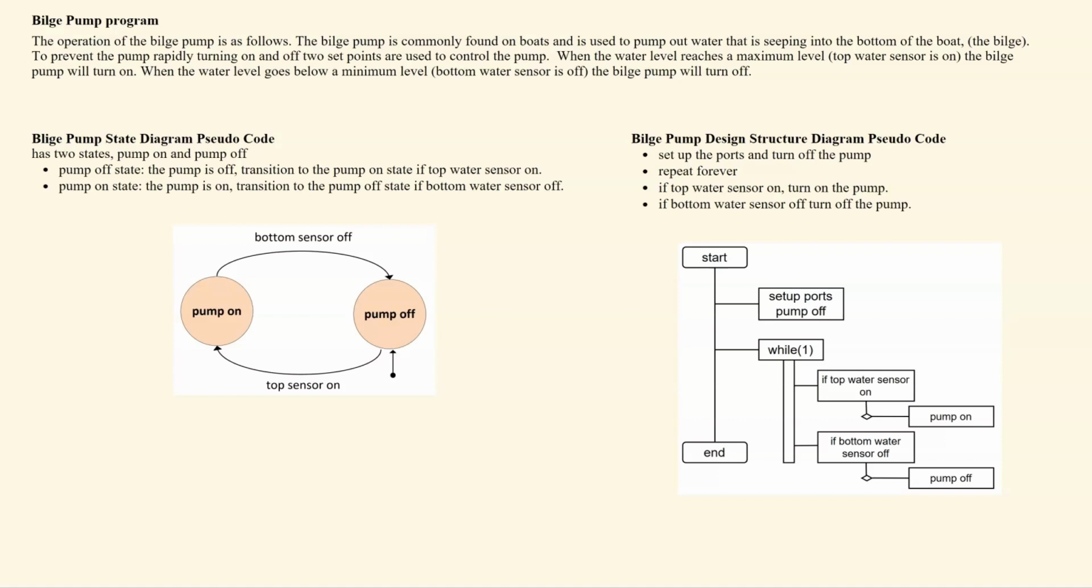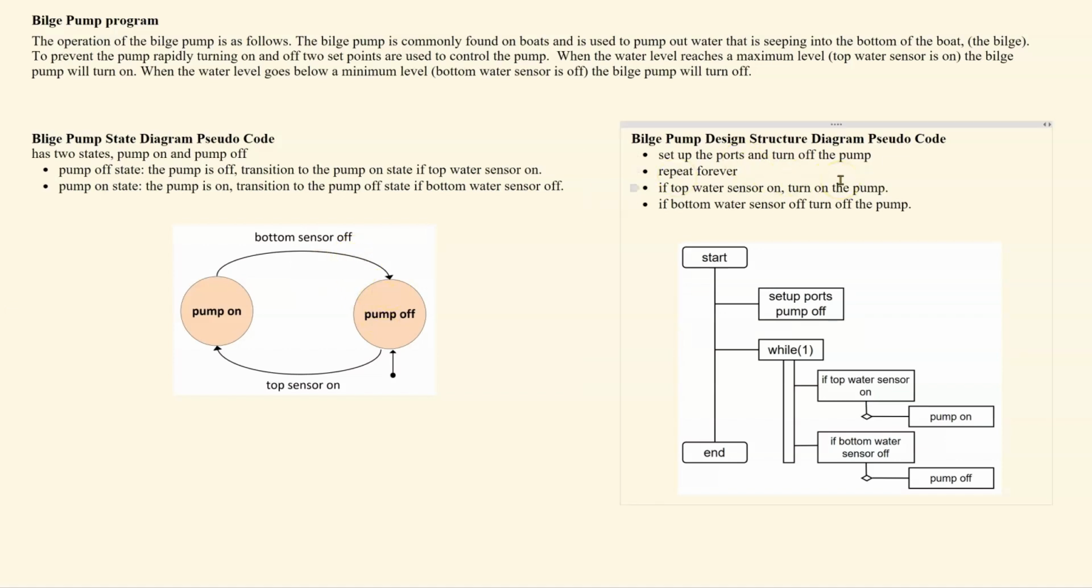Looking at the bilge pump state diagram, we have two states, pump off and pump on. We move from the pump off state to the pump on state when the top sensor is on, and we move from the pump on state to the pump off state when the bottom sensor is off.